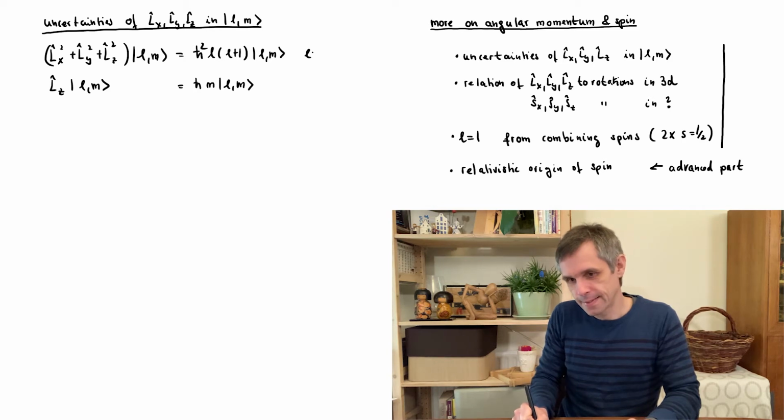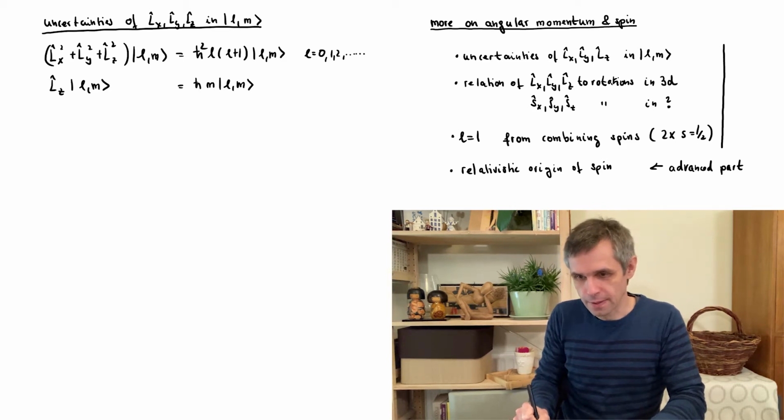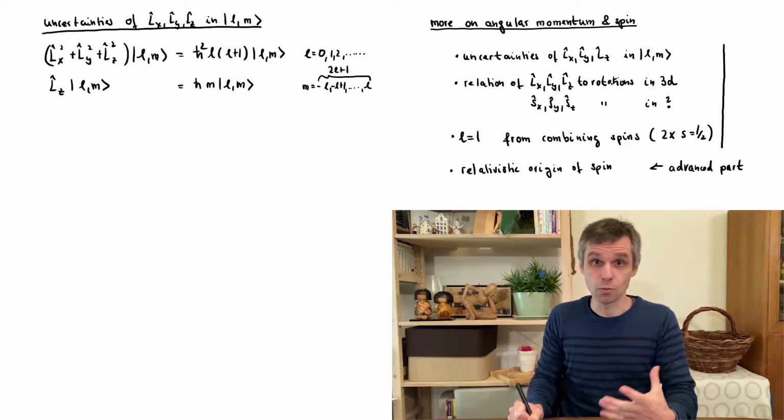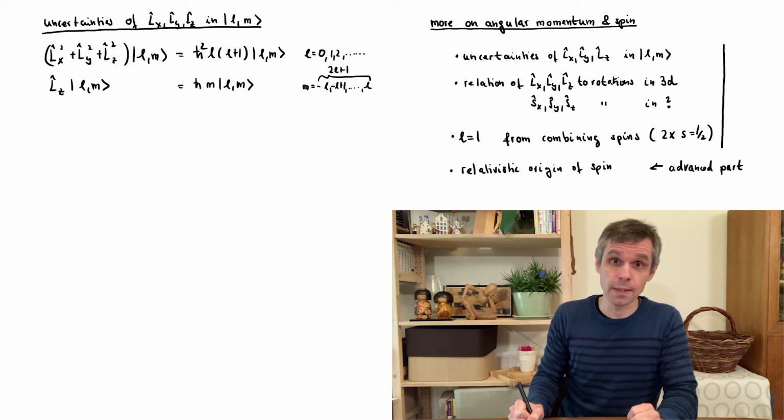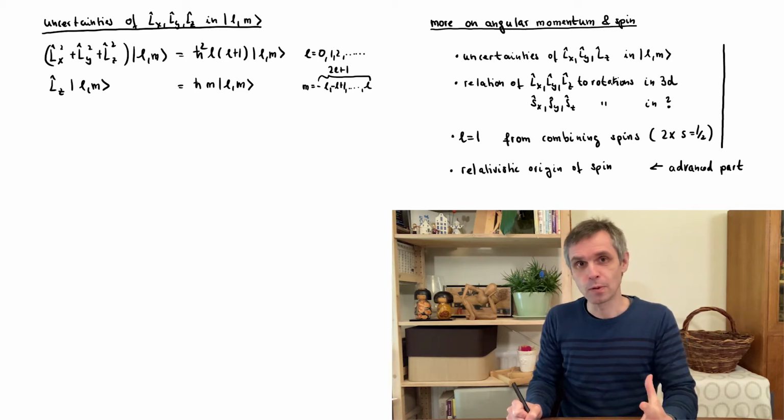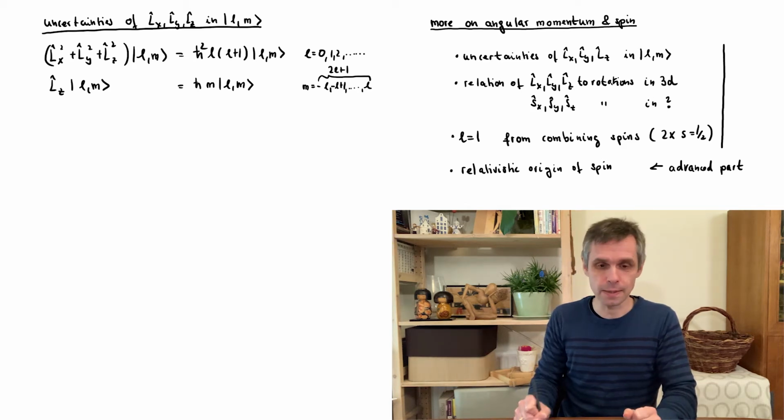And here L is running from 0 over all integers in integer steps. And for any given L, m is running from minus L to plus L in such integer steps, so that there are then 2L plus 1 different values. On ground level in spherical polar coordinates, these states correspond to spherical harmonics. But when you now want to work out these uncertainties, we want to avoid dealing with them directly.